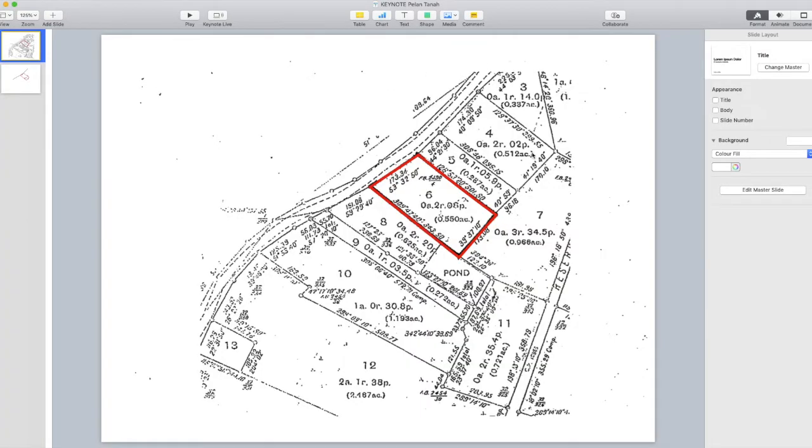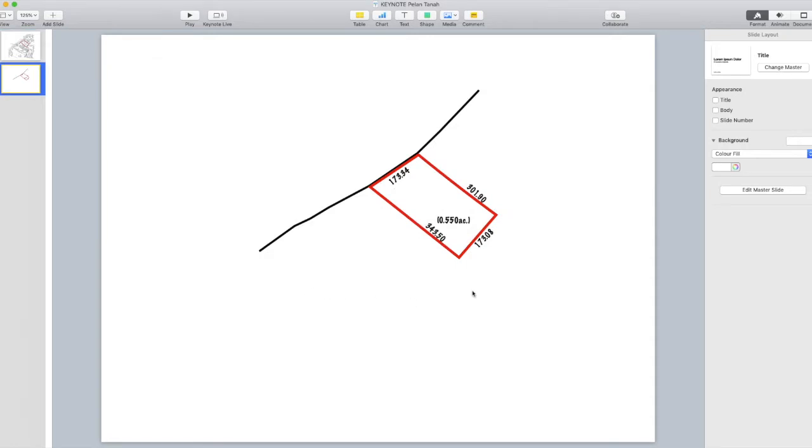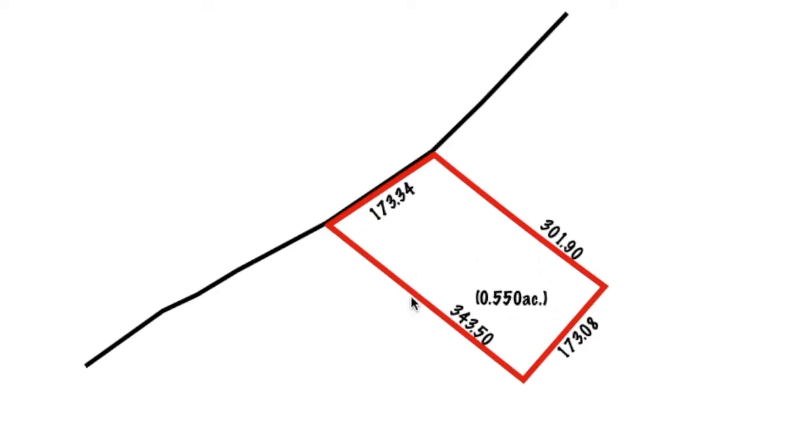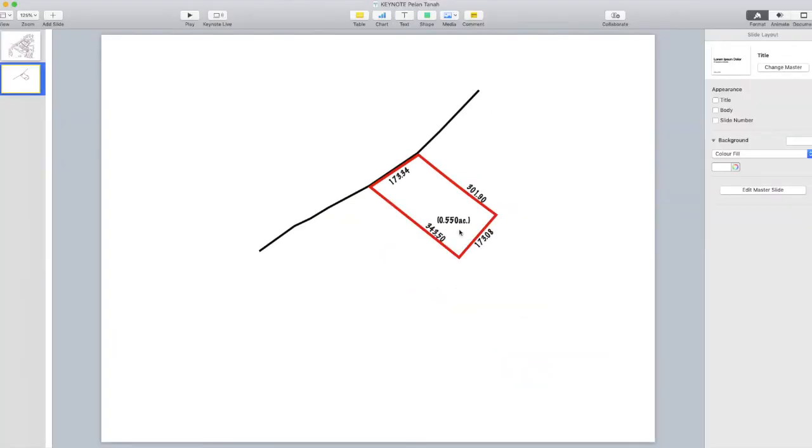So this lot here is what we'll be focusing on. Okay, so now that we have cleared all the other information away, we have the length here and here and the width here and here. And then we know that the area is 0.550 acres. So now let's go and convert these acres to square meters and square feet.